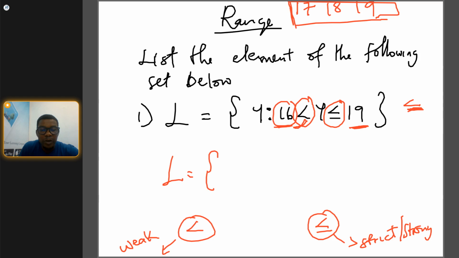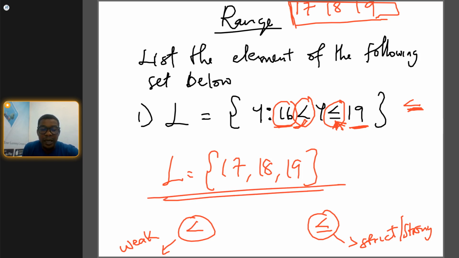The reason why we include 19 is because we have less than or equal to. So the elements will be 17, 18, and 19. Because we have less than or equal to, that's why we included 19. But for 16, we have less than, so 16 will not be included in those numbers. So these are the elements in the given range. Okay? I believe that is clear.